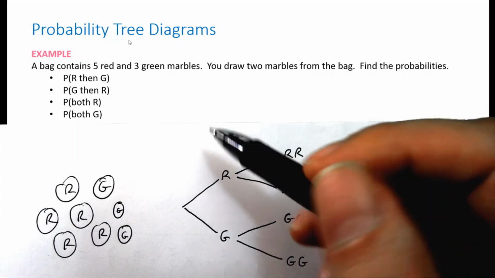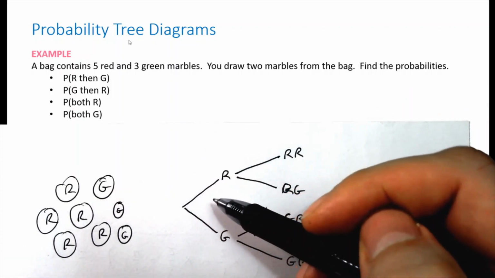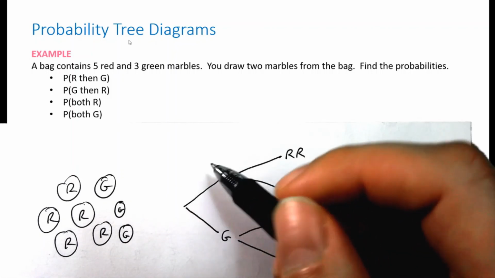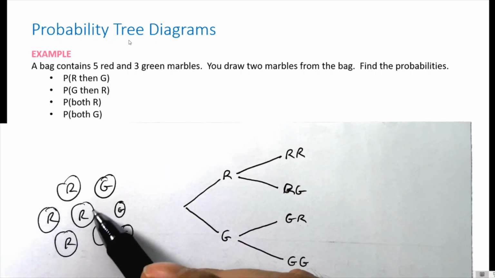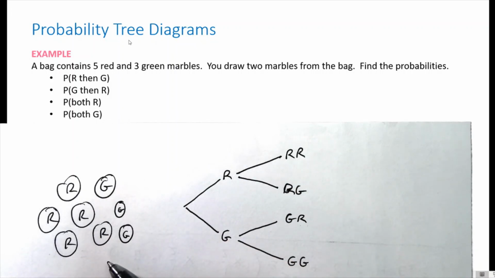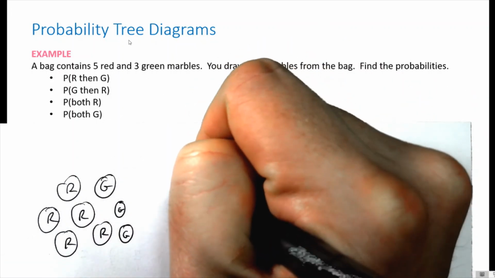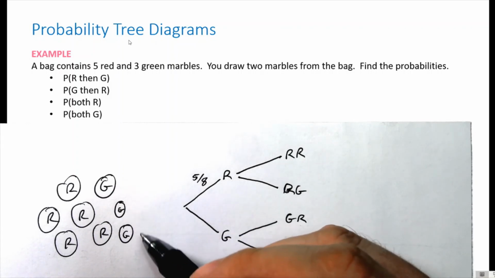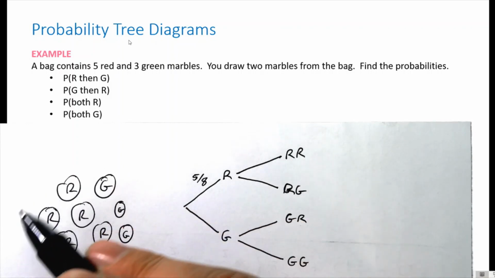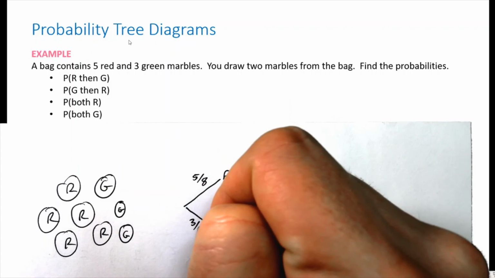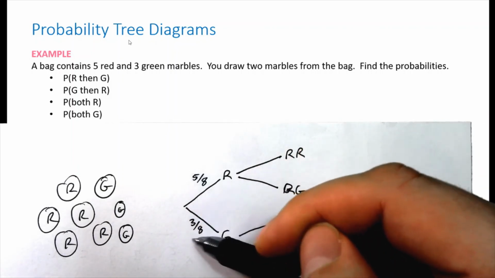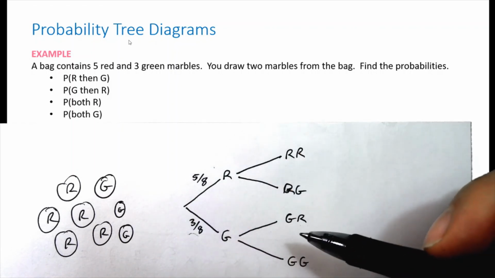Now what I'm going to do is write down the conditional probabilities here. So what's the probability of drawing a red marble? Well, there were 5 red marbles, a total of 8 marbles, so the probability is 5/8. What's the probability on the first draw of drawing a green? Well, there are 3 green marbles out of a total of 8, so it's 3/8. Notice that these add to 1. These will always add to 1 if you do it right.